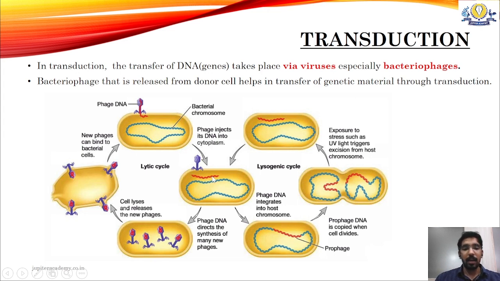Now it can go either of two ways. Let us see the two life cycles of the bacteriophage. The first one is the lytic cycle. In the lytic cycle, the DNA of the bacteriophage controls the DNA of the bacteria and orders it to synthesize phage particles or proteins which help in the formation of bacteriophage.